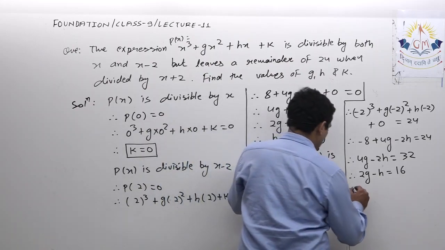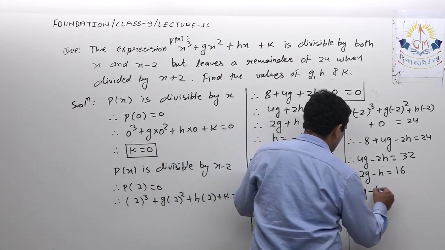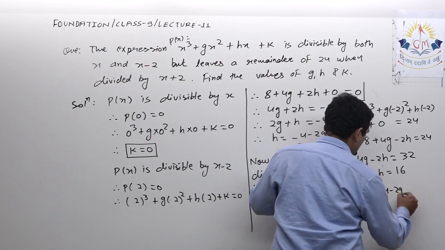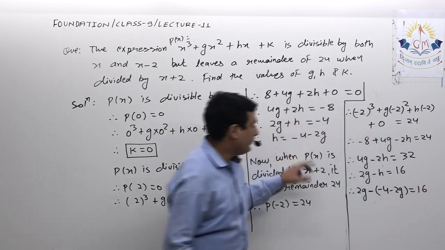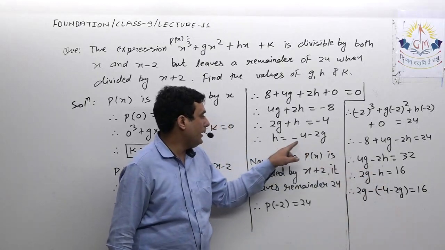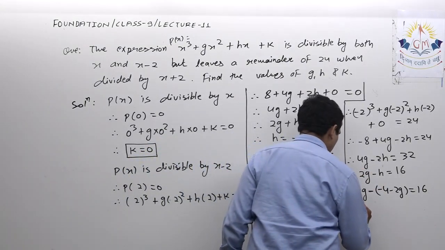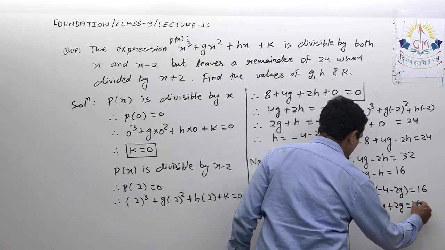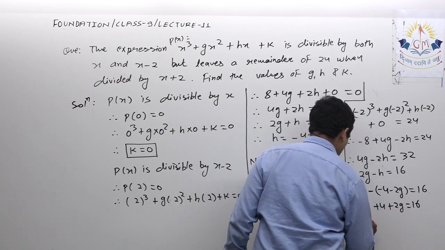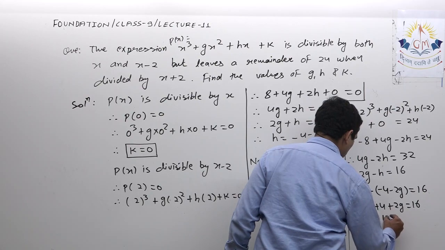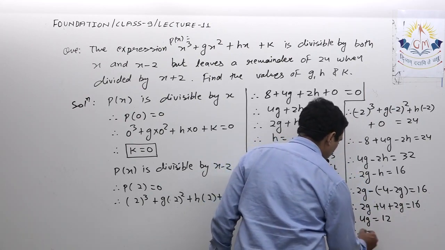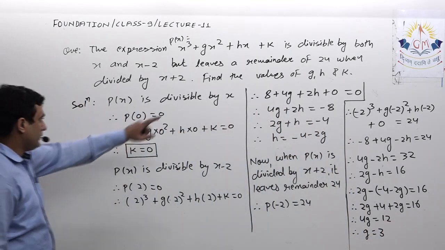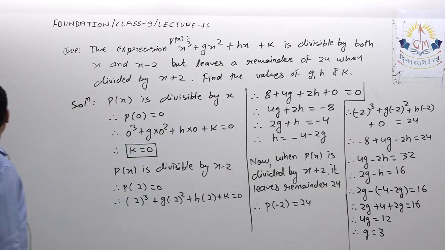Now I will put this value of h over here. Therefore 2g minus, at the place of h I write minus 4 minus 2g, is equal to 16. Simply I replaced h by minus 4 minus 2g. So that gives me the value of g. So 2g plus 4 plus 2g is equal to 16. That is 4g is equal to 12. 16 minus 4 is 12. Therefore g is equal to 3. So here I got the next value: first I got k, now I got g equal to 3.